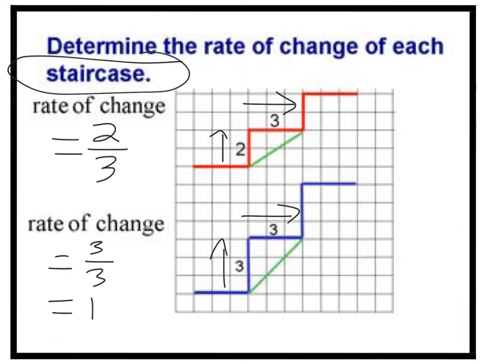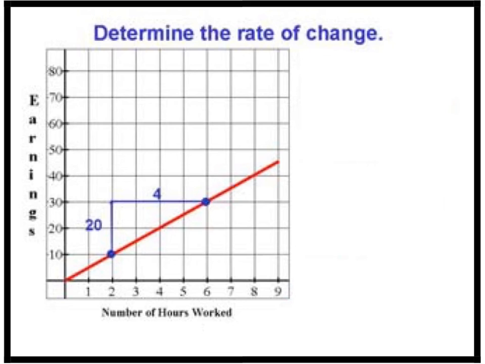We're going to look at one more example to determine our rate of change. Here we see determine the rate of change. We're given 2 points. We have 1 point here at 2 and 10. We have another point right here at 6 and 30. But we need to figure out what we're actually looking at. If we look at our graph, it has earnings running along the y-axis, and number of hours worked along the x-axis. So we're looking at how much money you would make if you worked a certain number of hours. First thing we're going to do is use this graph to get our rate of change.